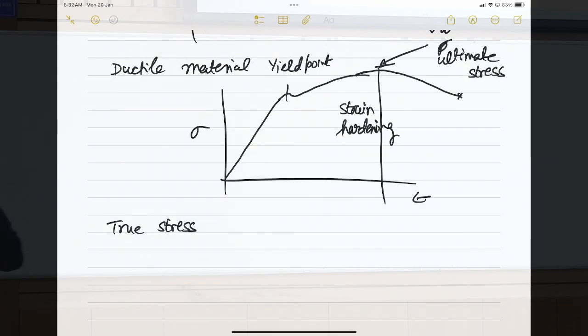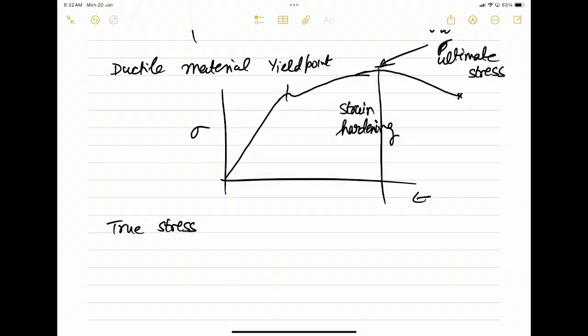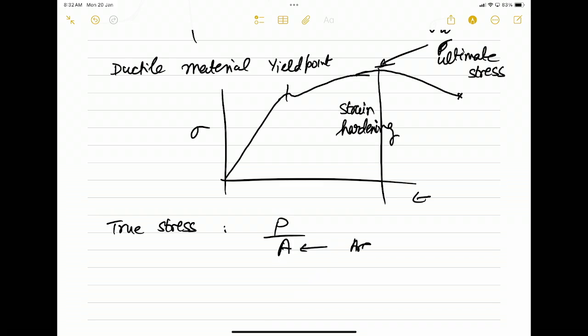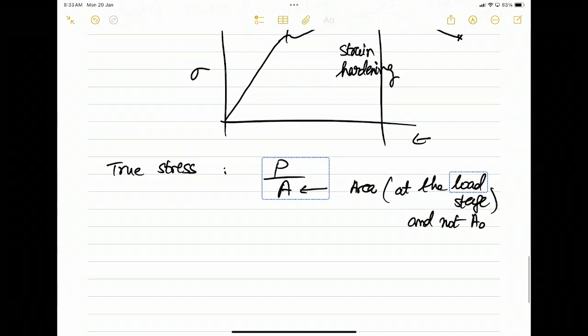But we can define what's called true stress, which is equal to P divided by A, where A is the area at the load stage and not A0. So this is what we call true stress, where we take into account the change of area.